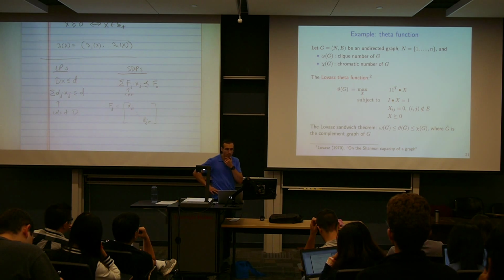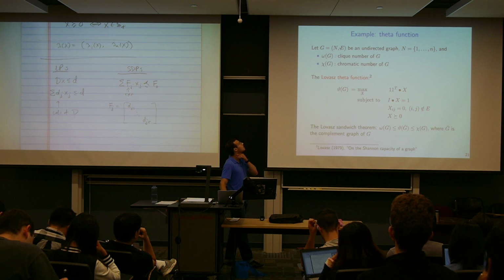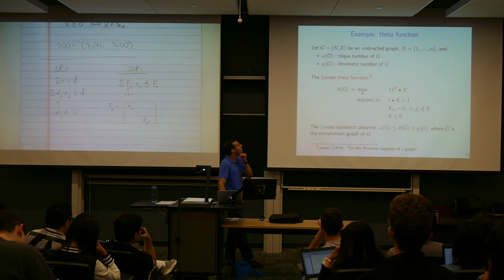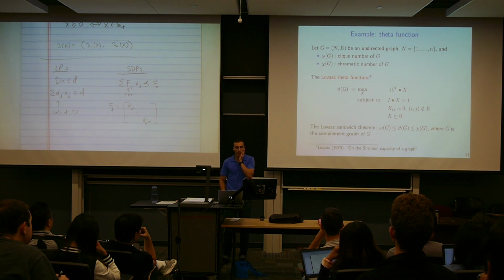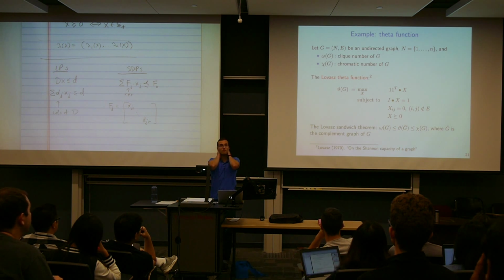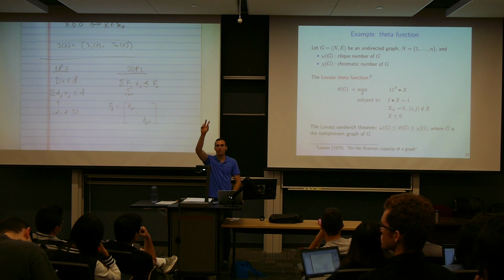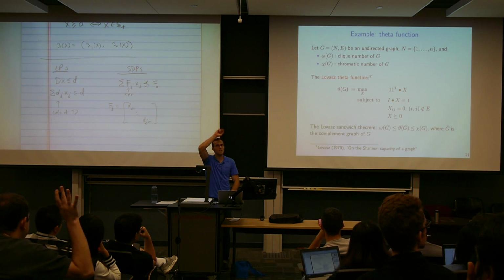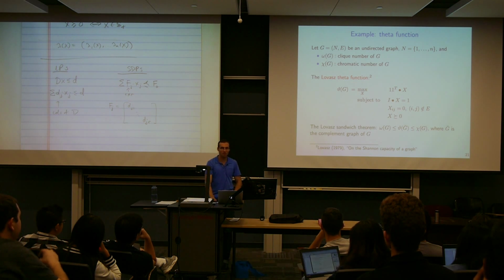So if you have an undirected graph G with, let's say, nodes N and edges E, and you define these two graph theoretic quantities, omega(G) and chi(G), which are the clique number and the chromatic number of G. So how many people have heard of these quantities? I'm just kind of curious. Oh, I thought we had some SCS folks in here. Maybe everyone from SCS is being lazy and watching on YouTube.